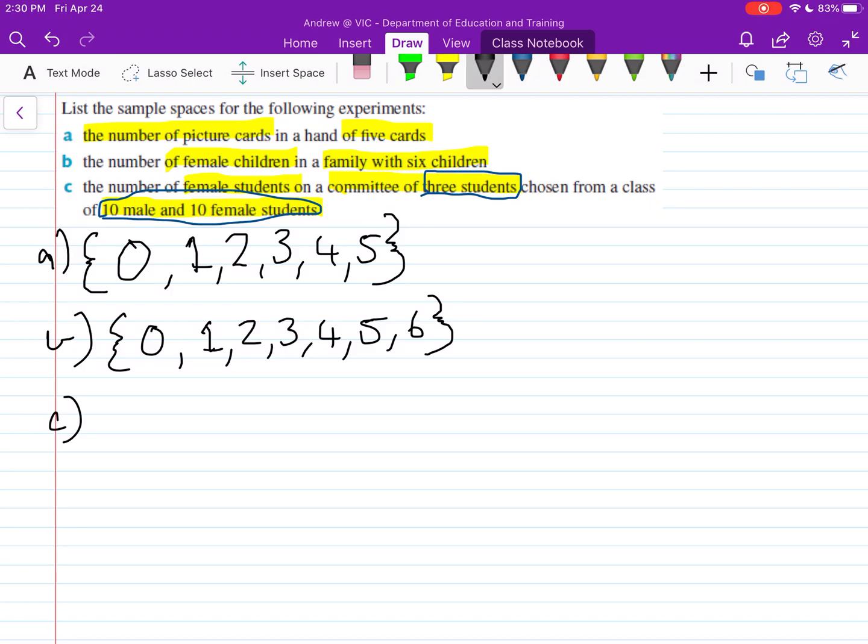So here, we could have 0 females on the committee, we could have 1, we could have 2, or we could have 3. So just make sure when you're listing your sample spaces, you list all the options that are possible. That's all we're doing here with sample spaces, is just listing all of these possible outcomes. So hopefully this helps in understanding sample spaces, and good luck.